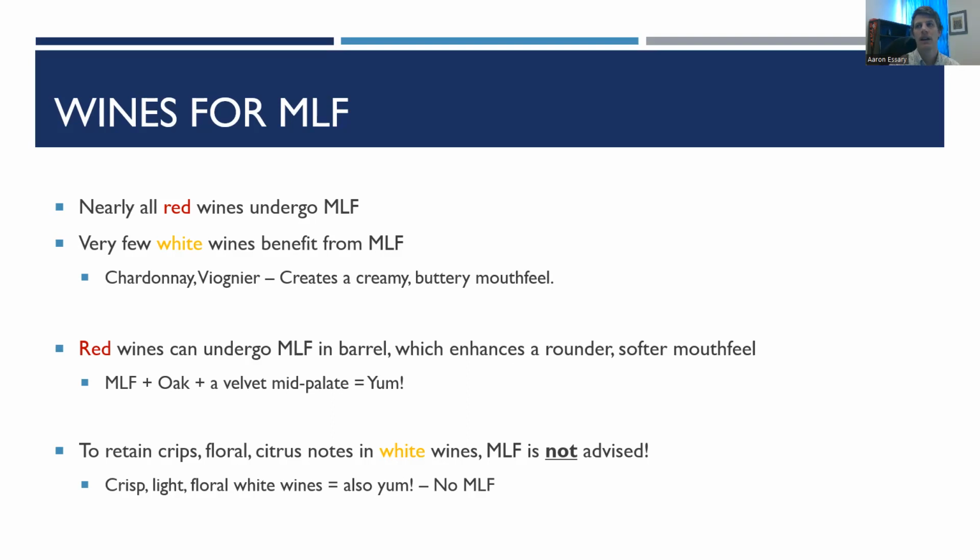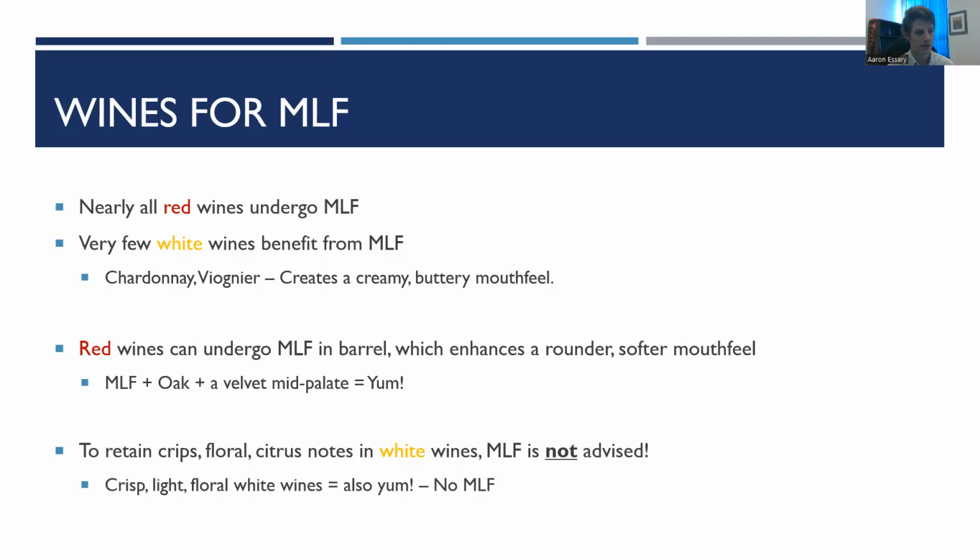You see, malic acid is crisp. Think of Riesling, Gewürztraminer, maybe even a Pinot Grigio. You want a little bit of that crispness. Therefore, you don't want lactic acid, so you inhibit MLF. And again, it's totally stylistic. There's no wrong or right. It's just what's preferred and what's been trialed throughout the millennia.